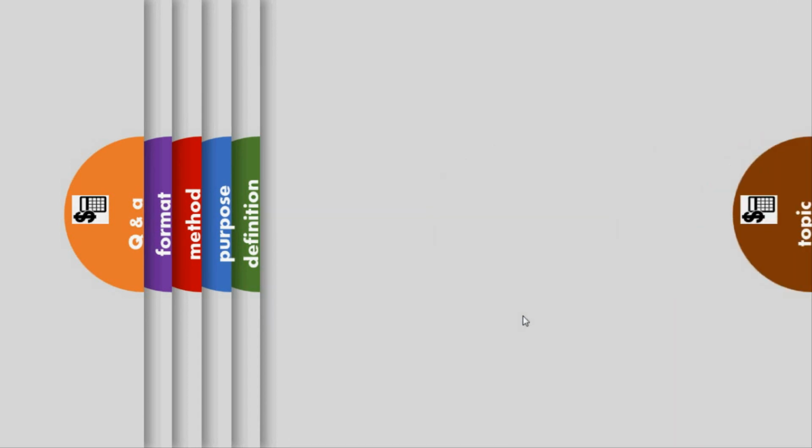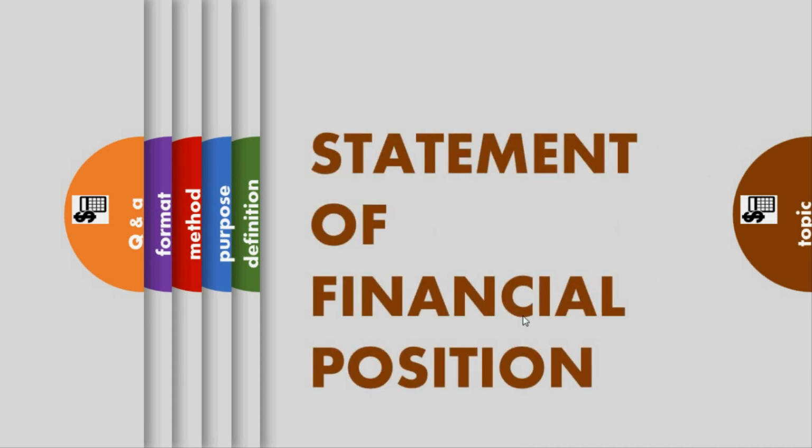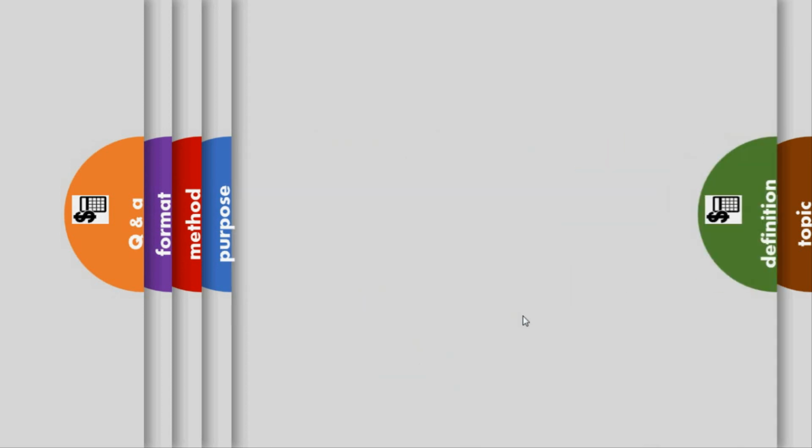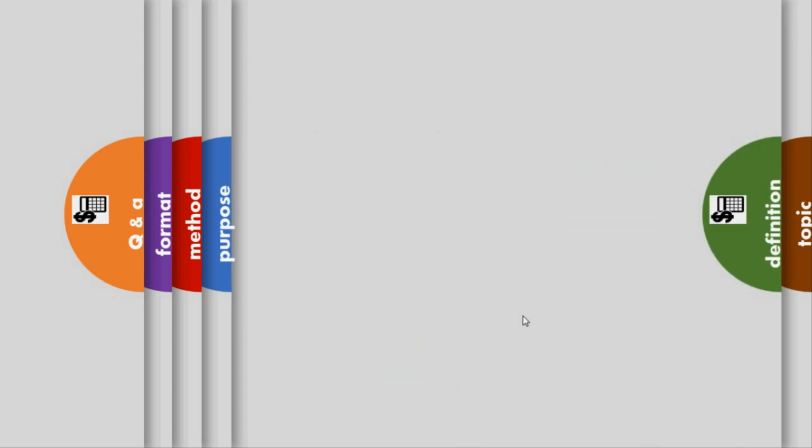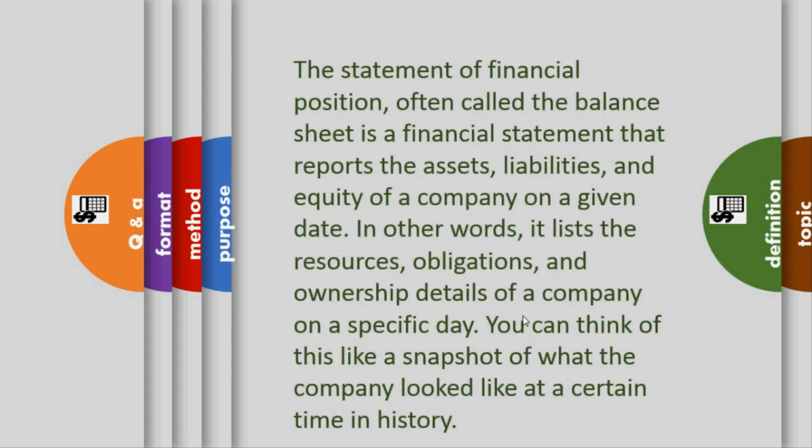Today we are going to learn about the topic Statement of Financial Position from chapter 15. I know this is your favorite topic as well. So today we will learn first the definition of the Statement of Financial Position. What is a statement of financial position? The statement of financial position, often called the balance sheet, is a financial statement that reports the assets, liabilities, and equity of a company on a given date. In short, you can say it's a snapshot of what the company looked like at a certain time in history.